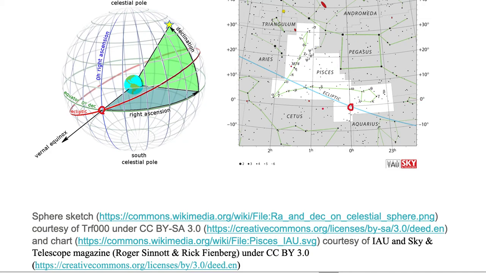Here we have 0 degrees right ascension, and here we have 0 degrees declination on the map. So these are your 2 points.